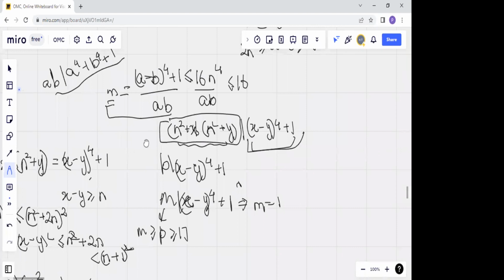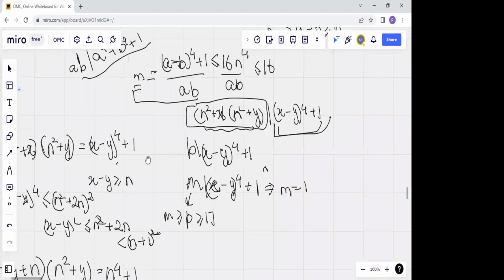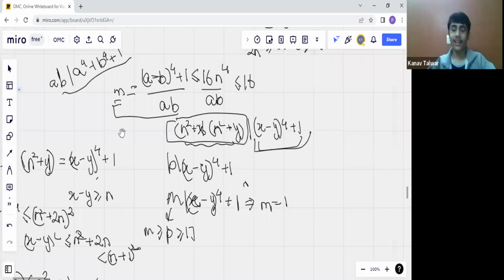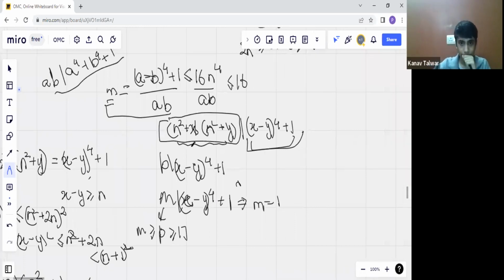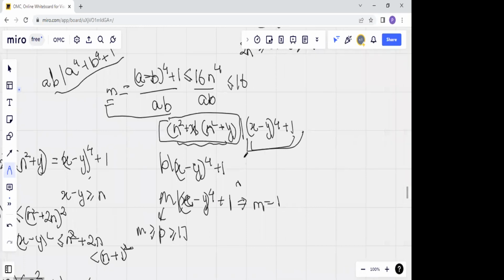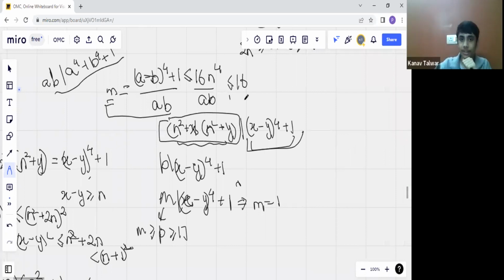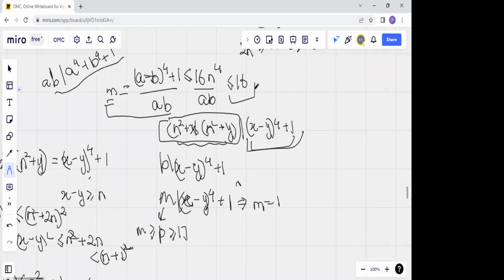Where is that? This part. Yes, n square plus x into n square plus y divides x minus y to the power 4 plus 1. We know that x minus y to the power 4 can at max be like 16 times that thing, right? So the quotient is at most 16. So you can write this as k times n square plus x into n square plus y equals x minus y to the power 4 plus 1, and k can be anything from 1 to 16. Right. Okay.